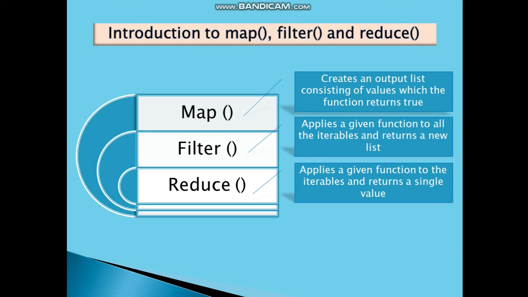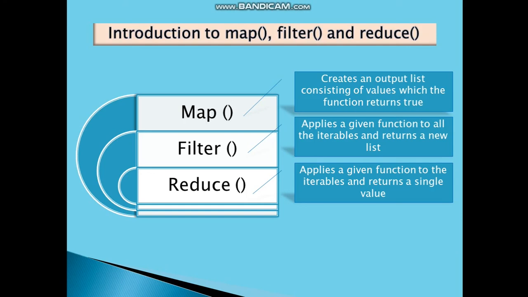So if you create a function with a condition, and the values which pass the condition will be included in a separate list, that is the use of the map function. And the filter function does the same, but the difference between the map and filter function is that the map function returns true and false, which means it returns the Boolean form of the output, and filter returns the value that passes the condition, and those values will be present in the list.